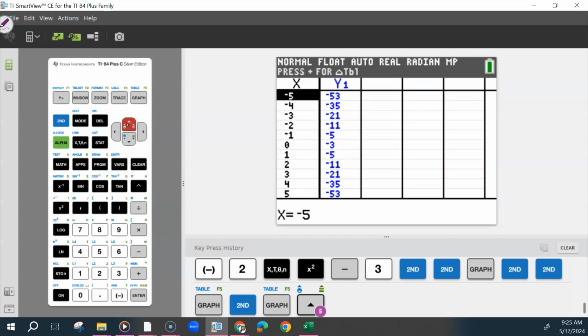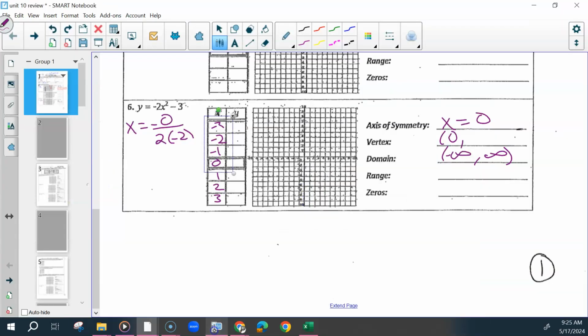So a lot of these we won't be able to graph, but we have 0, -3, -5, -11, and -21. 0, -3. We can do 1, -5, and -1, -5. I'll do the 11s. It would just be like 1 off the graph.